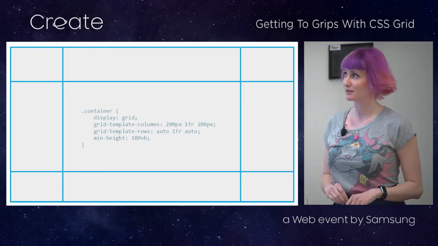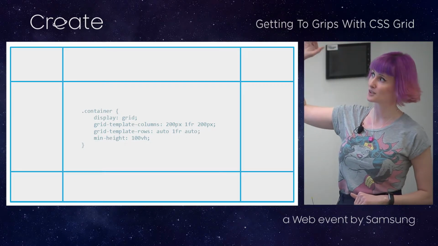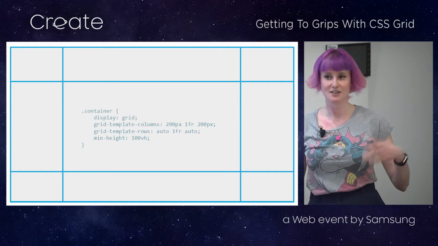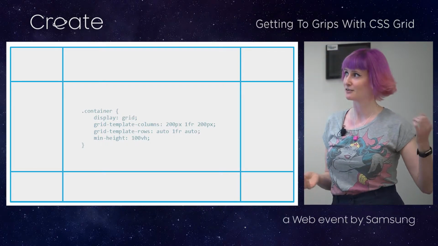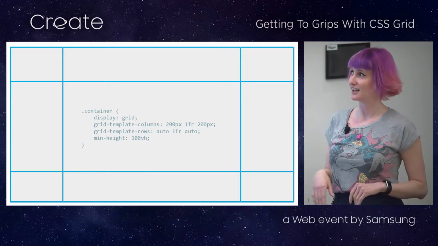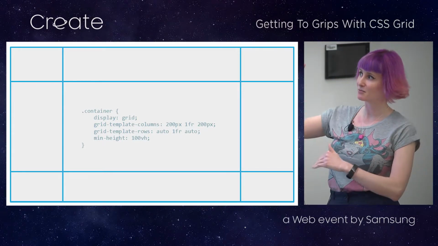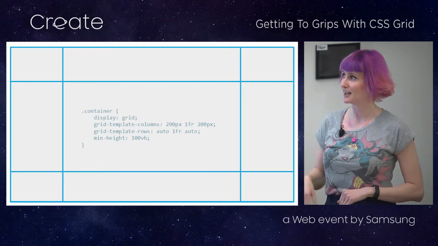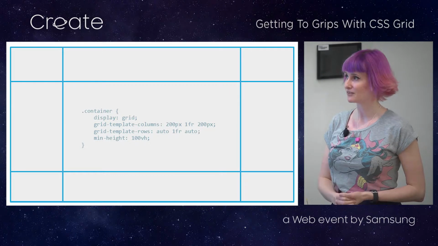We've got our grid template rows, which we're setting to auto on the top and the bottom because we don't know how much content people are going to put in the header and the footer. We want them to be allowed to stretch as they fill with content. But again, one FR in the middle so that the remaining space is assigned to that middle row. And then we put min height of 1 VH on there.